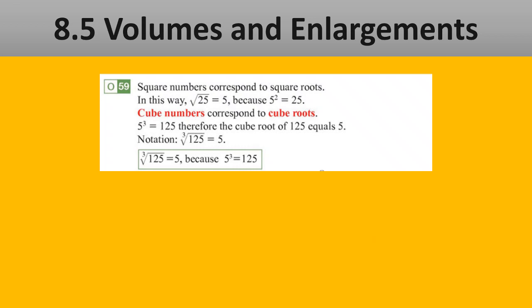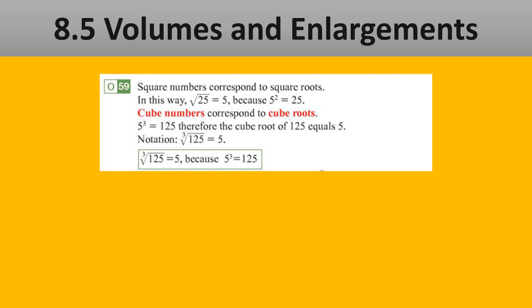Hey everyone, welcome back to the last theoretical video of chapter 8, which is about volumes in enlargement still, but now we're going to take a look at how we can go from volume to scale factor. But before I let you fully experience how that works, we first have to take a look at how cube roots work. We know normal roots, sometimes called square roots, right? Normally we call them square roots.